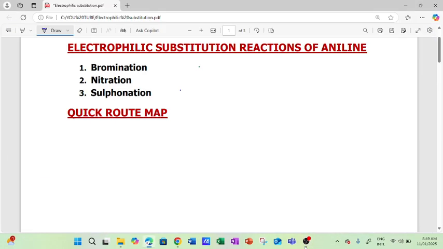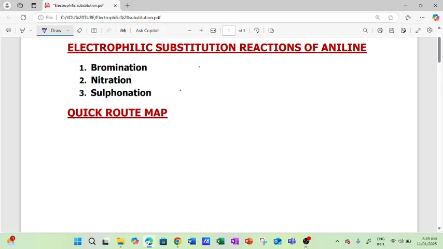Hi friends, today we are going to study electrophilic substitution reactions in aniline. This is one of the chemical properties of amines. In your grade 12 chemistry there are 6 reactions to be studied under chemical reactions of amines. 5 reactions I have already given in another video, which you have to see in detail.